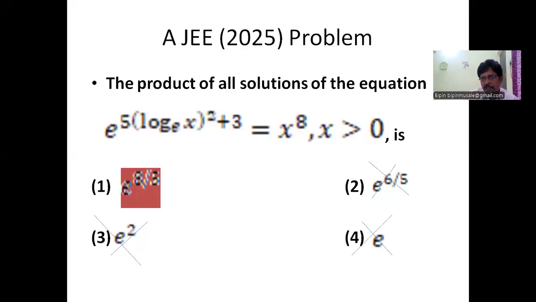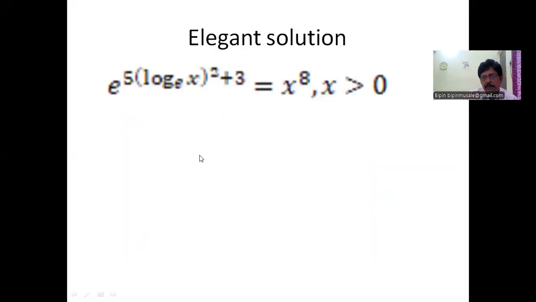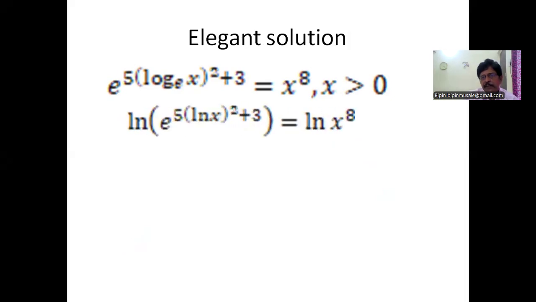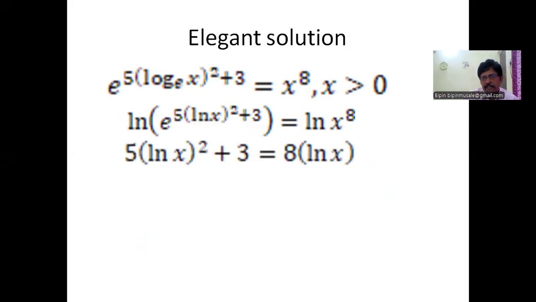So this is how we make use of mathematical common sense for solving such types of questions. Now let us take the elegant solution of this problem. This problem we can transform into a quadratic equation like this. We take the natural log of both sides. Now the left hand side becomes just the exponent of e, pi times natural log of x square plus 3. The right hand side is 8 times log of x.